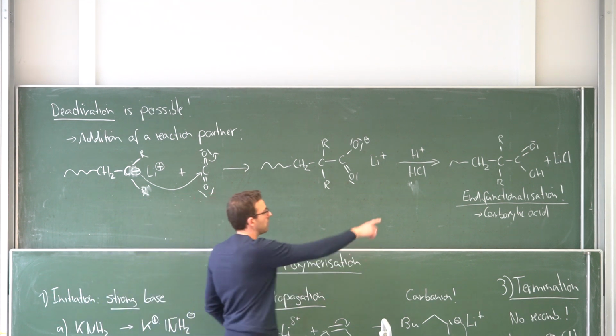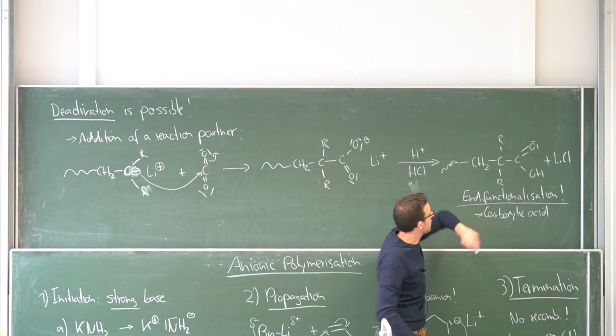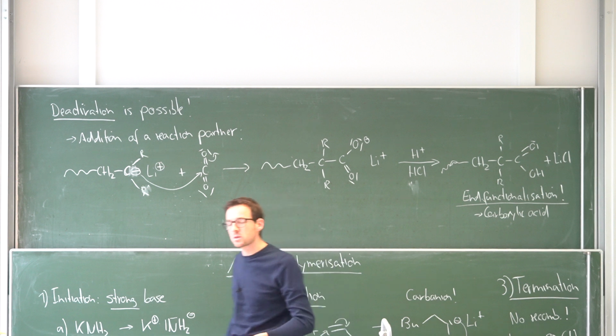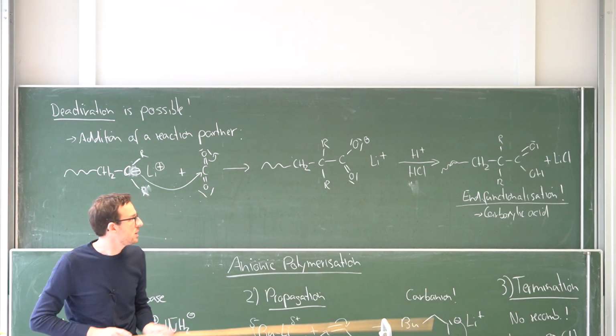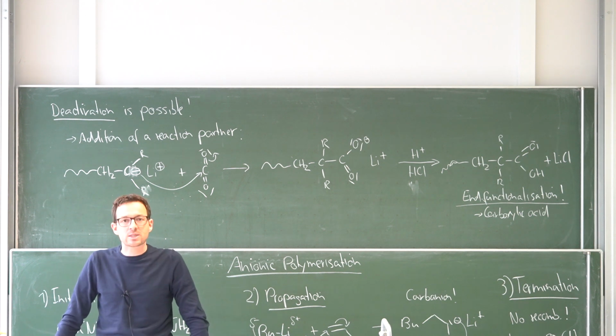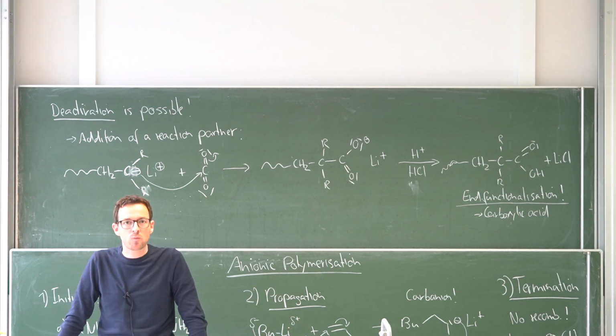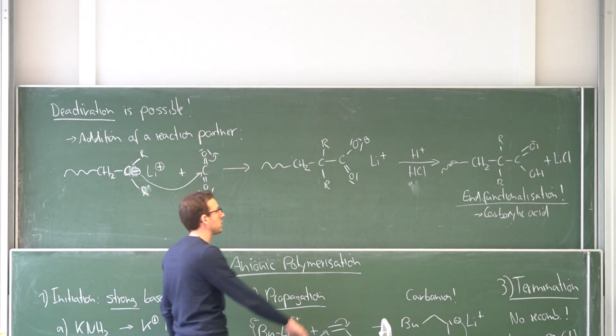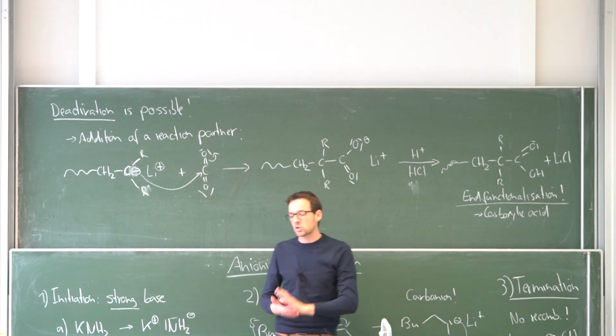Because here we have a very long polymer chain. This can be hundreds and hundreds of molecules, maybe thousands of molecules. And we only have the carboxylic acid at its very end. Okay, so now the polymer is dead, but we gained a functional group from this. And this is what is called end group functionalization.